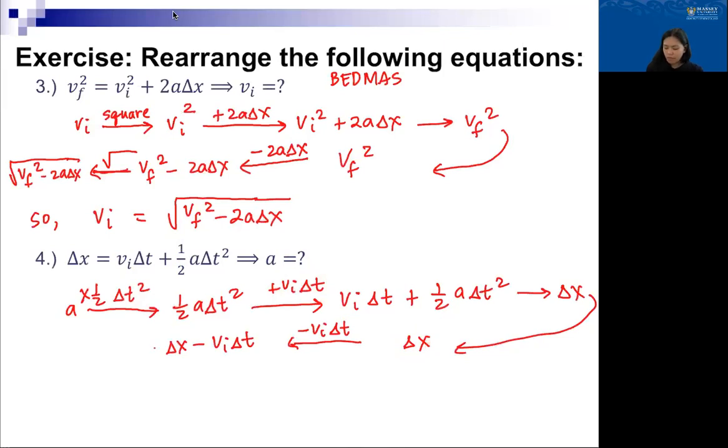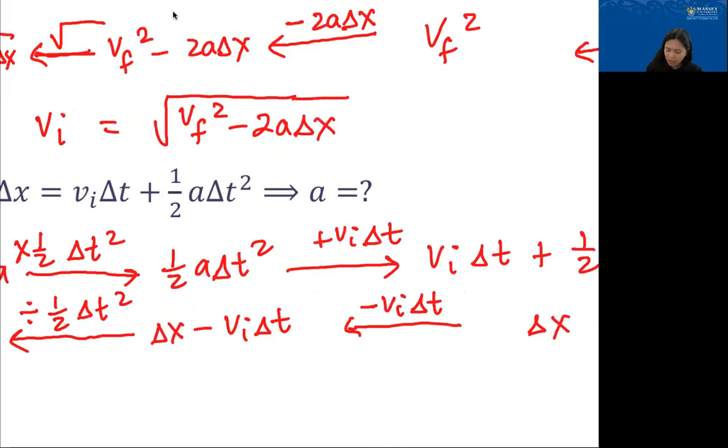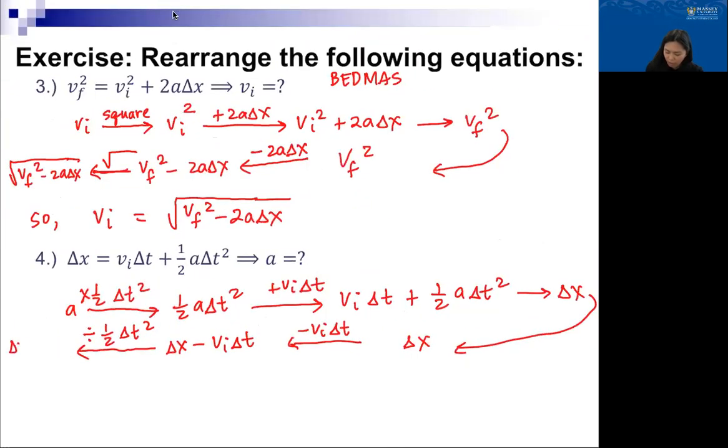Right? Undo the first operation that you did. The first operation was times 1/2 delta t squared. Inverse of that is division. So that should be divided by 1/2 delta t squared. That means you have to divide delta x minus vi delta t by 1/2 delta t squared.